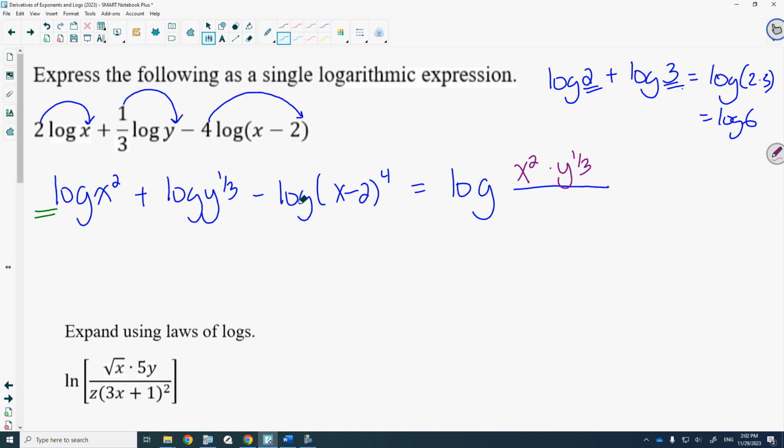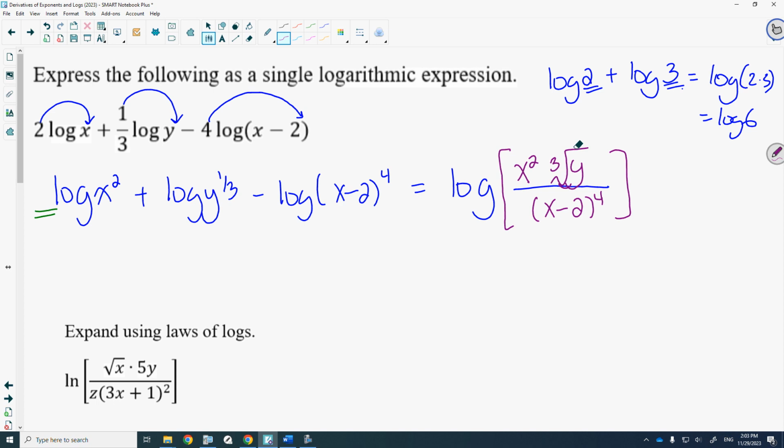This log is negative. Negative is going to employ the quotient law, which means the argument will go in the denominator. And we'd get x minus 2 to the power of 4. And now this is my new argument. And then I could rewrite it if I want to. Y to the 1/3 is the third root of y. So if I want to get rid of rational exponents, I could rewrite that as the third root of y. Okay?